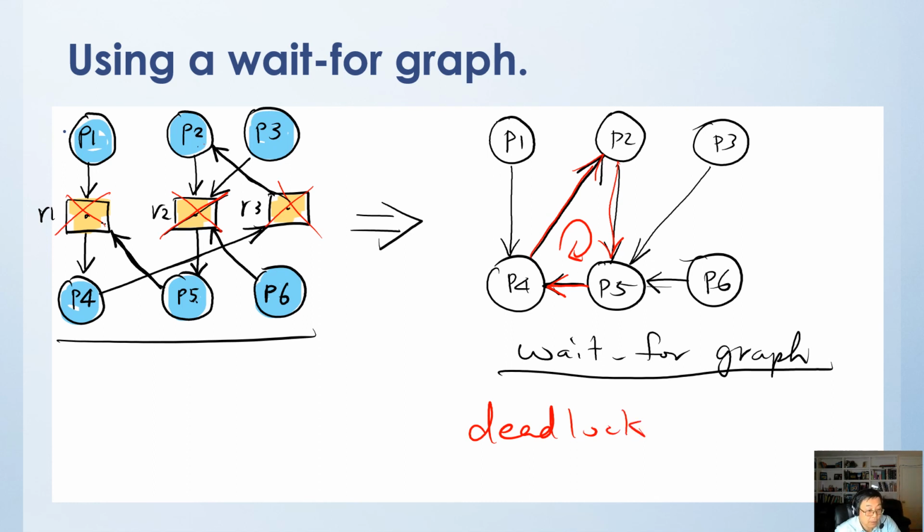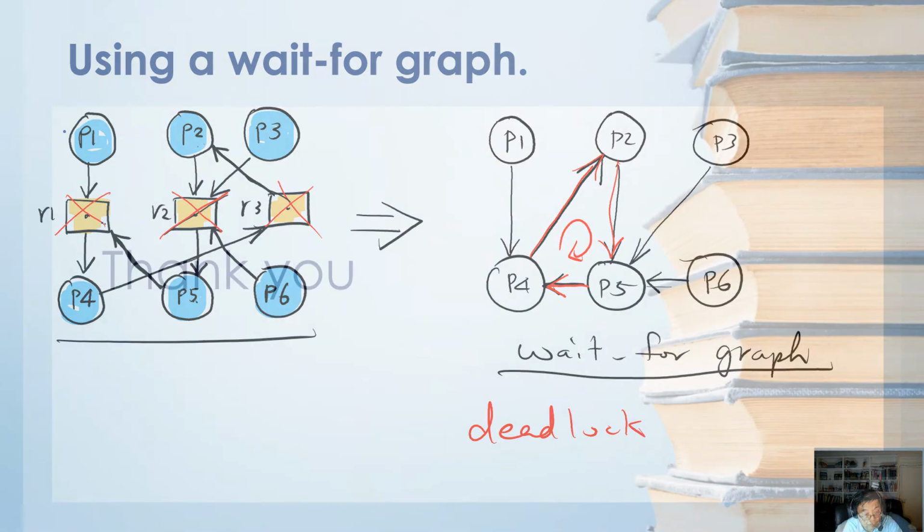So that's the wait-for graph. Now it's pretty simple. You just need to check whether there's a circle. Instead of doing the graph reduction algorithm, you can just check the graph itself, the wait-for graph.